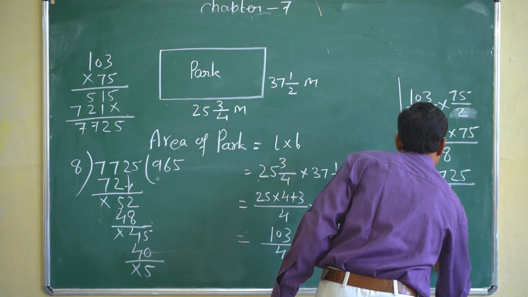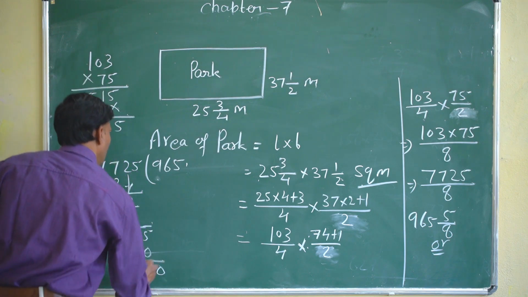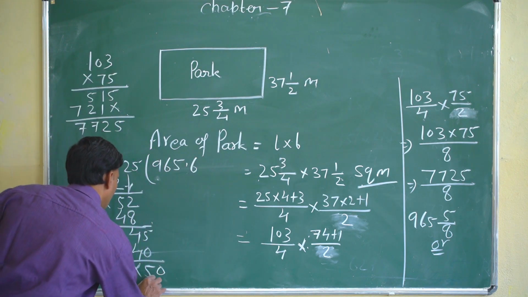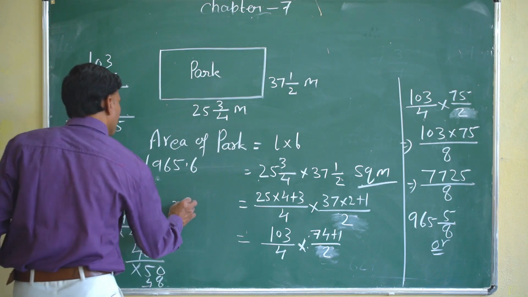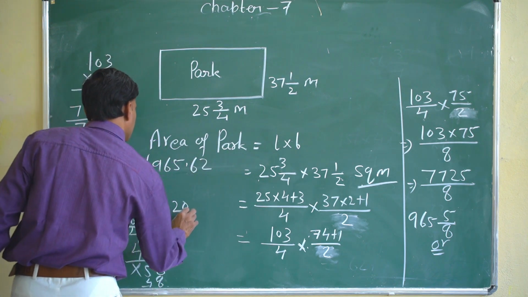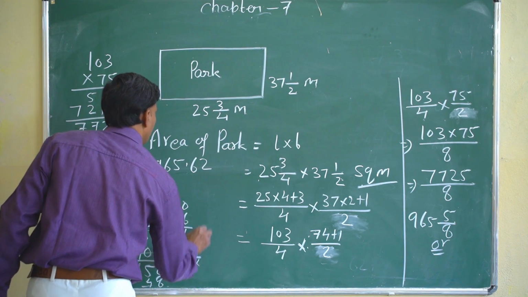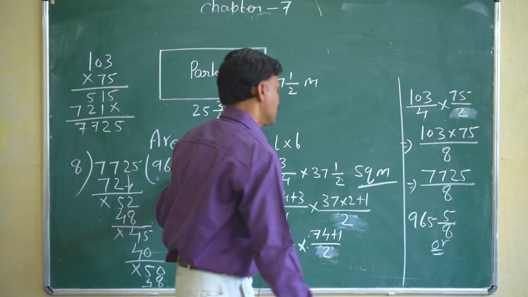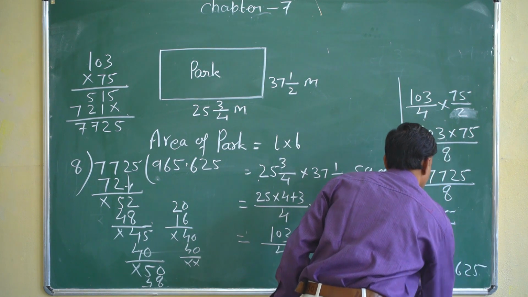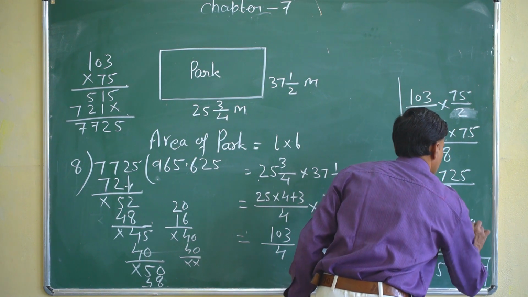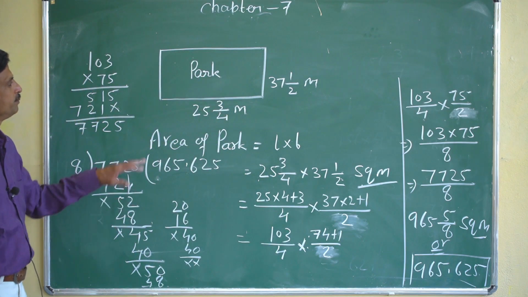Or if you want to write in decimal, more division will be there. So here it will come decimal 0. It will go 6 times 48, so 2 will be the remainder. Then 2 becomes 20, so 2 times 16. Then 4, then 4 becomes 40, so 5 times. So 965.62 square meter. What? Square meter. So this is the area of the park.